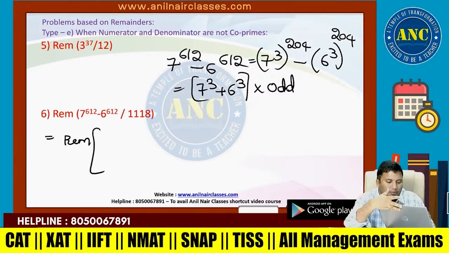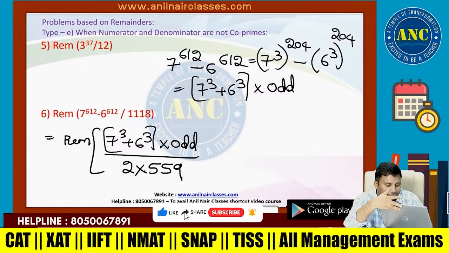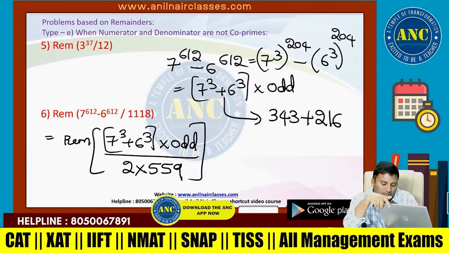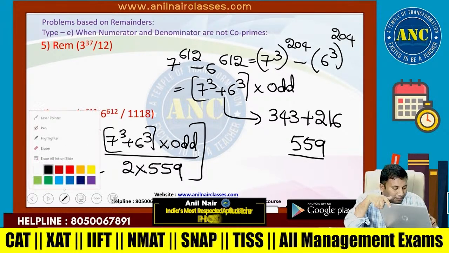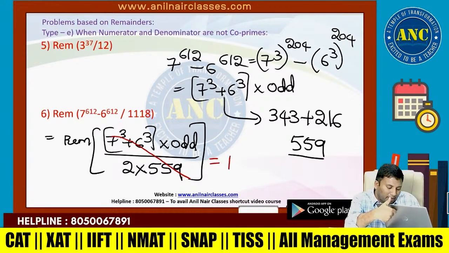These are nothing but 7 cube plus 6 cube into an odd number, divided by 1118, which is 2 into 559. 7 cube is 343. 6 cube is 216. So it is 559. The 559 cancels. Any odd number divided by 2 leaves remainder 1. Because it is cancelled, I have to re-multiply again.